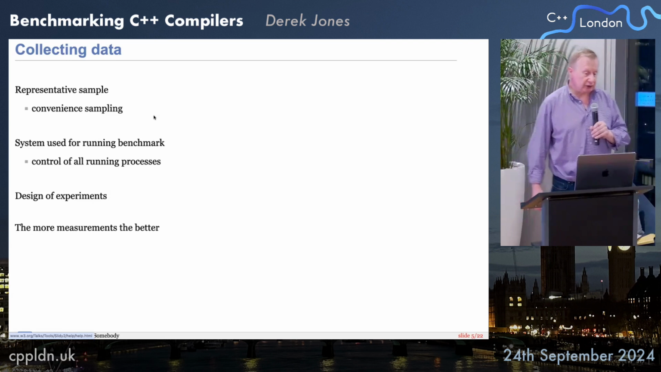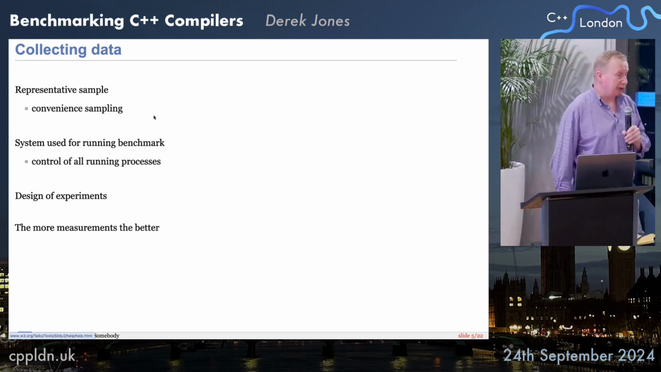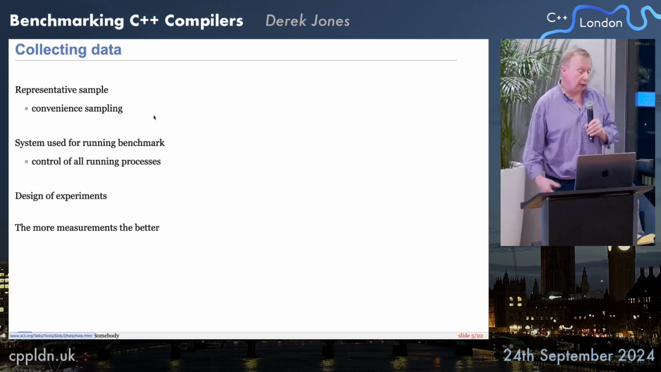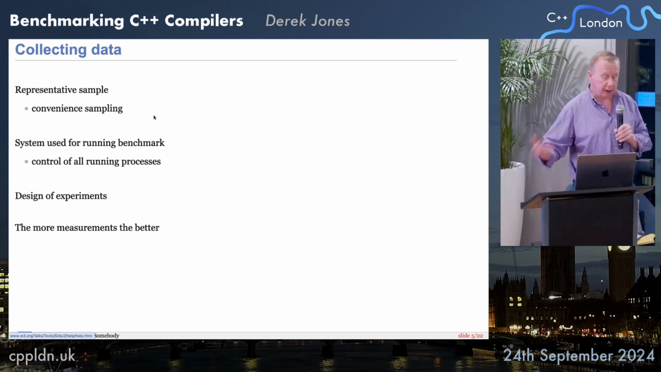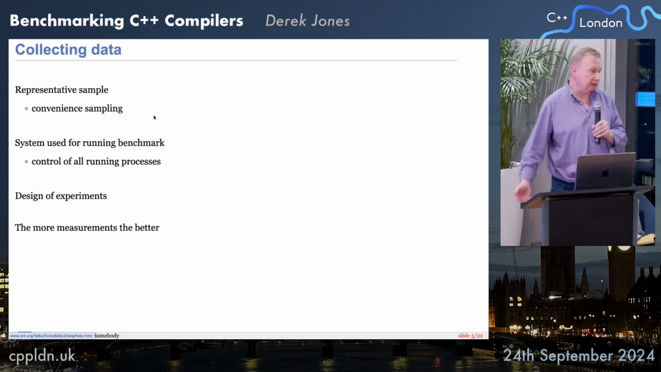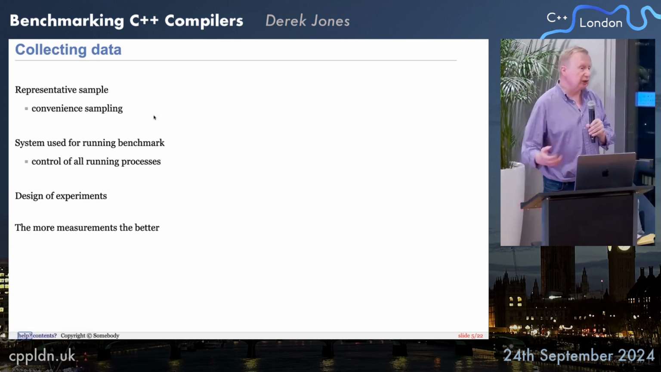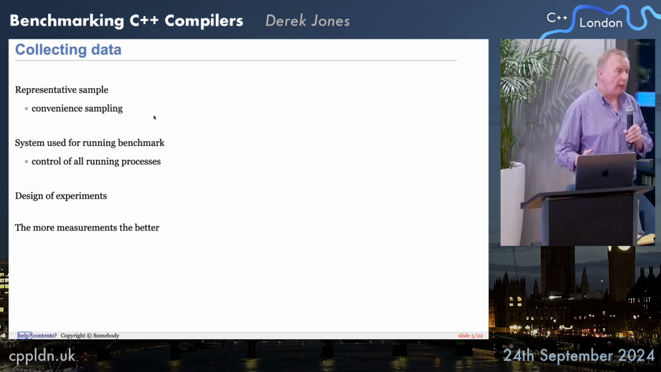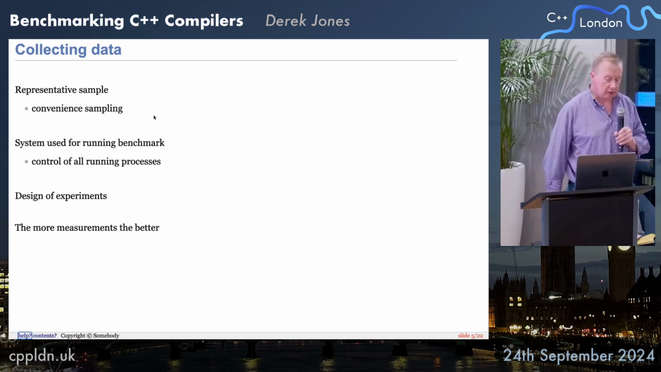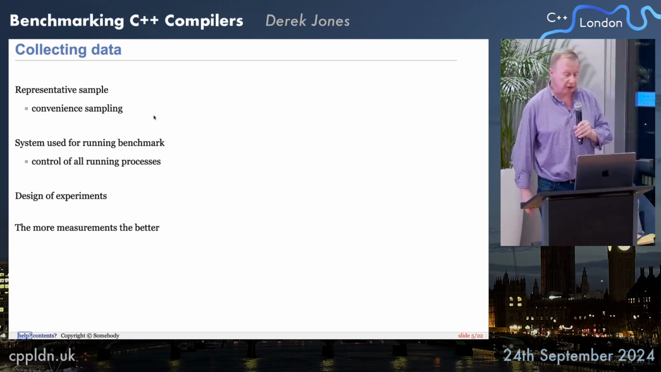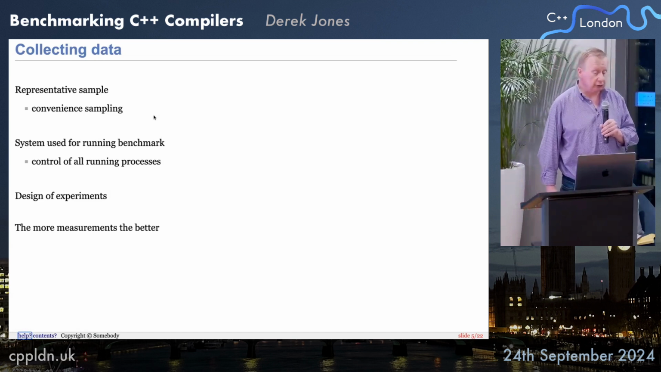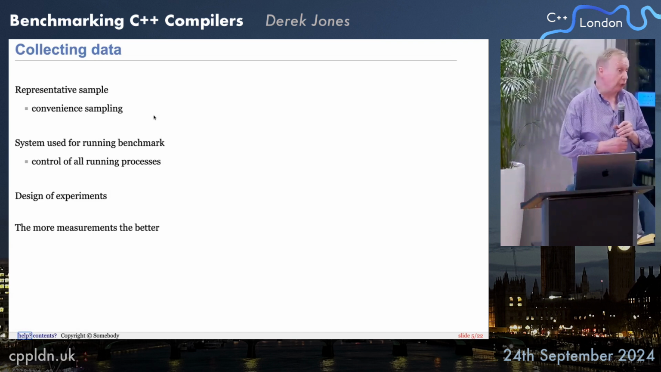Now, one of the key phrases you need to know is design of experiments. If you search online about how to run benchmarks, there are books called Design of Experiments. There are lots of blogs and Wikipedia articles about design of experiments. So if you search for design of experiments, that will narrow down the search for you and take you to useful information. And the general rule about collecting data is the more the better. You can't have too much data.